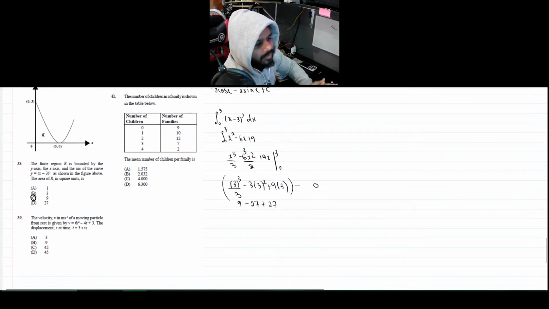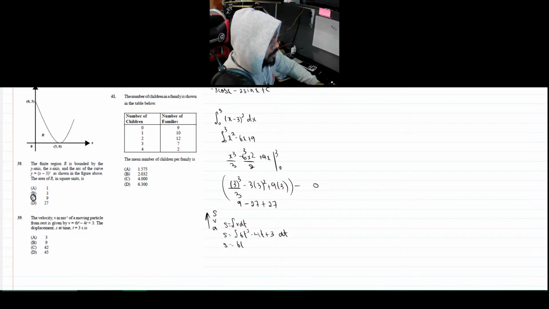The velocity of a moving particle from rest is given by that. Again, SVA. They give you velocity and the word displacement, so we're going up, so we're integrating. I have to integrate v with respect to t to get s. So s is the integral of 6t squared minus 4t plus 3 with respect to time. That gives 6t cubed over 3 minus 4t squared over 2 plus 3t evaluated when t is equal to 3.